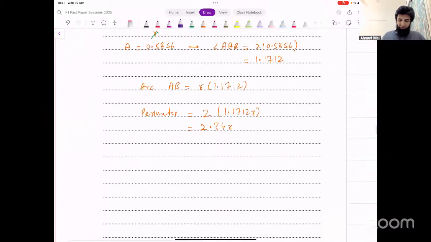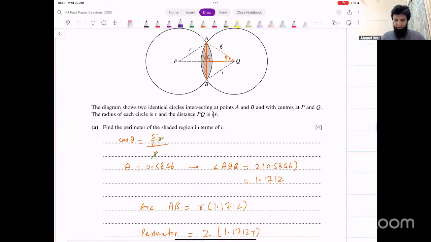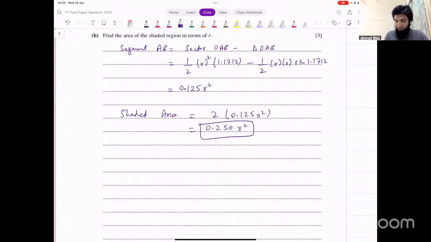Okay, so we had to multiply that by 2. We'll lose 1 mark there if we don't do that. We just found the area of one segment, but we had to find the complete area, right? So the shaded area would have to be 2 times that. So this would be 2 into 0.125 r squared, and that would be 0.250 r squared. Yes, that's the shaded area that we've got.